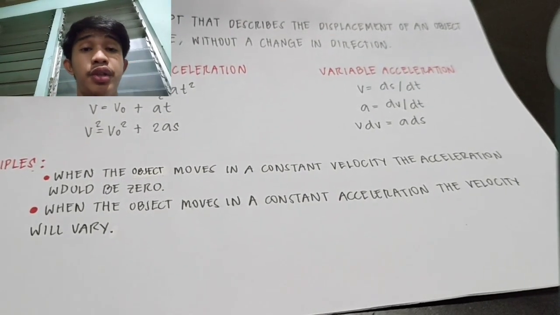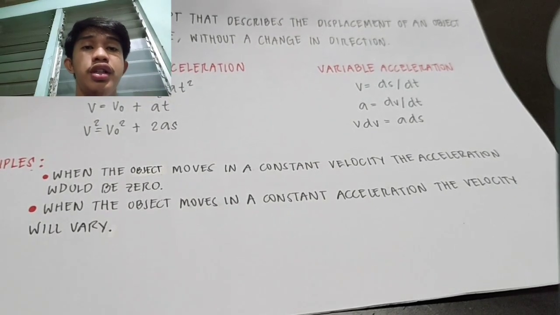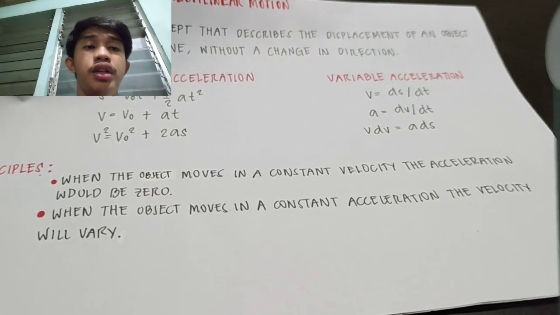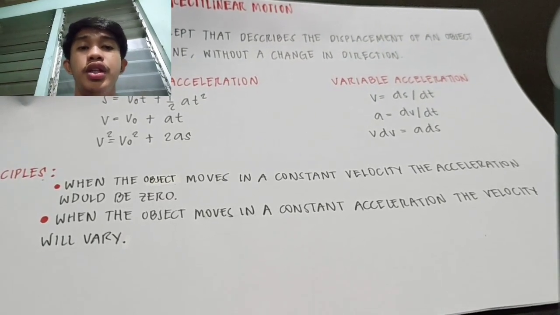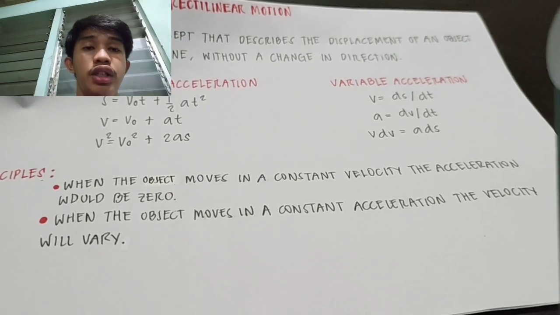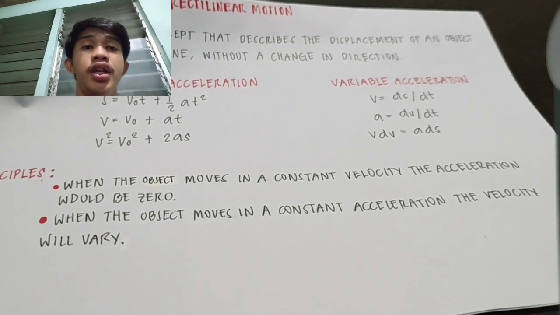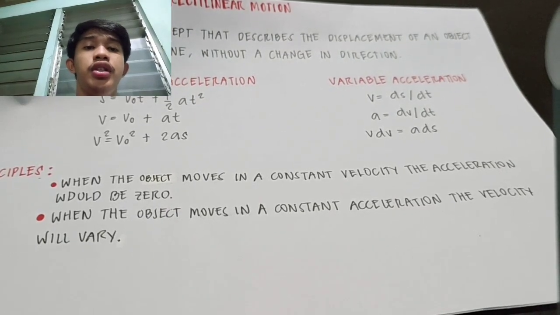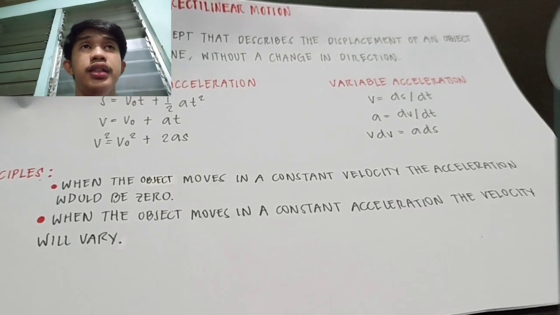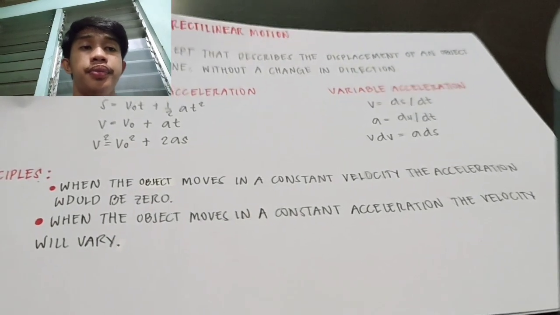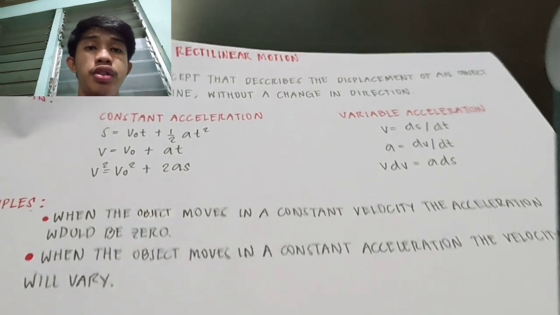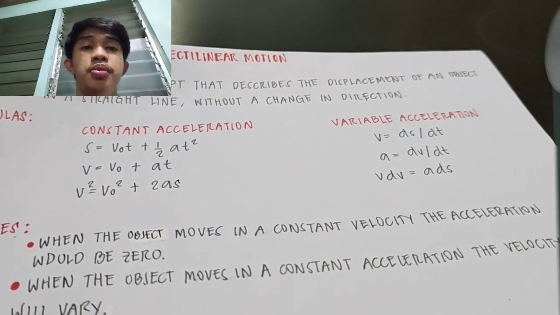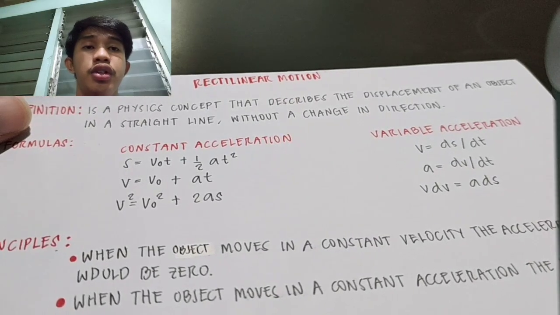So the principle for velocity and acceleration is not the same. In acceleration, when applied with a constant velocity, it will be 0. But in velocity, when applied with a constant acceleration, it will vary, because the velocity might be going up or going down. With these principles, formulas, and concepts, we can solve some practice problems about rectilinear motion. So let's start.